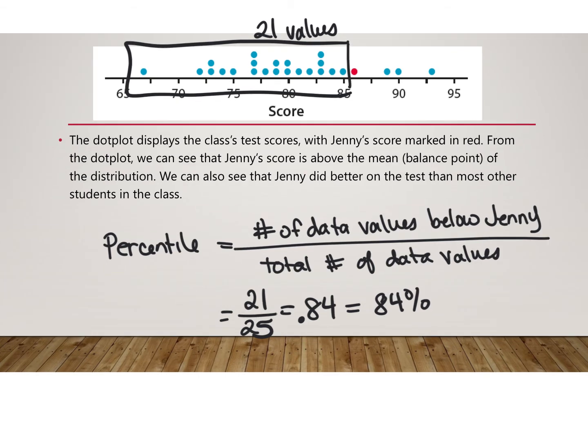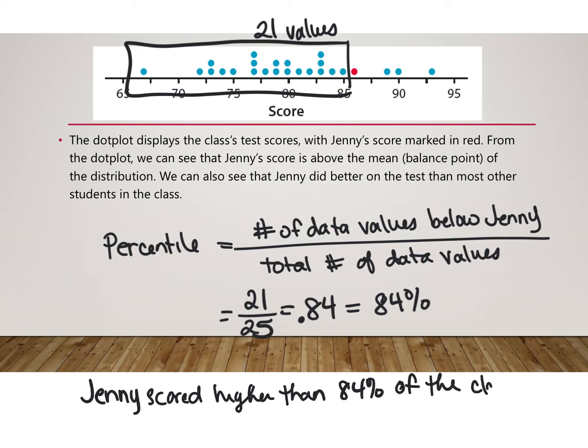So what does that mean? That means Jenny scored higher than 84% of the class on this test.